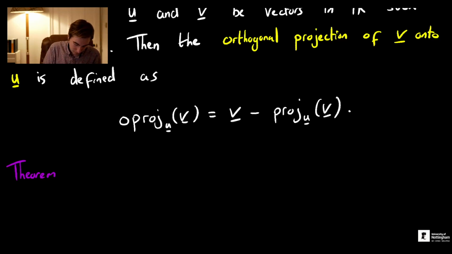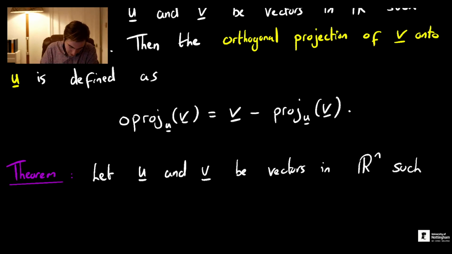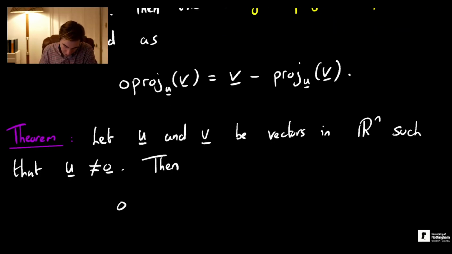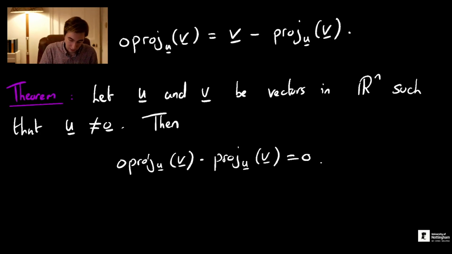So the theorem is that if we take the usual, let u and v be vectors in Rn such that u does not equal the zero vector, then the orthogonal projection of v onto u dotted with the projection of v onto u must be 0. In other words, those two things are orthogonal. So let's prove this.